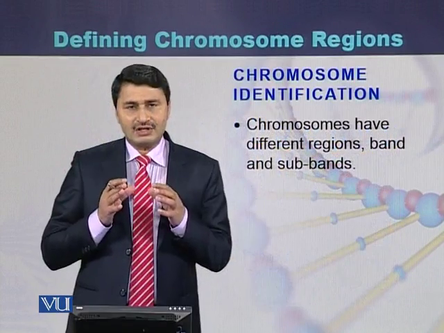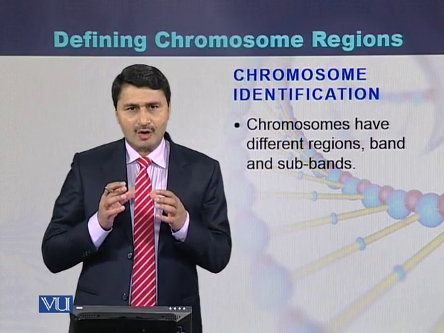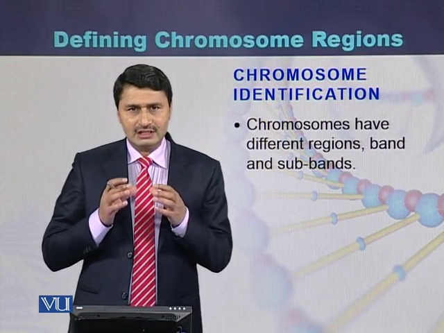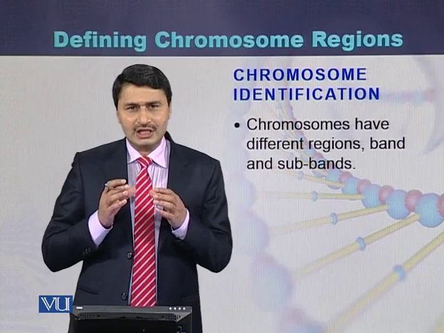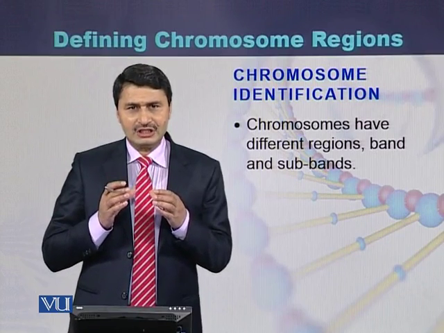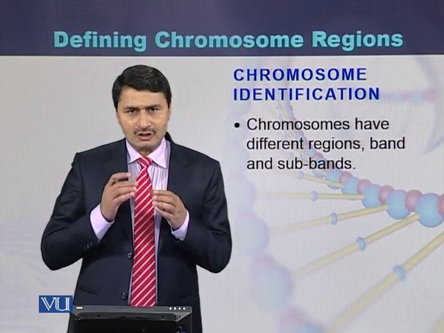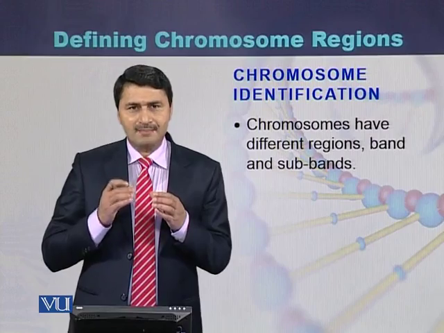Chromosomes have different regions, and these regions are labeled in the form of regions, bands, and sub-bands, and with the help of this nomenclature, we can identify where our gene is located, or we can also write the position of a gene with respect to the banding pattern.